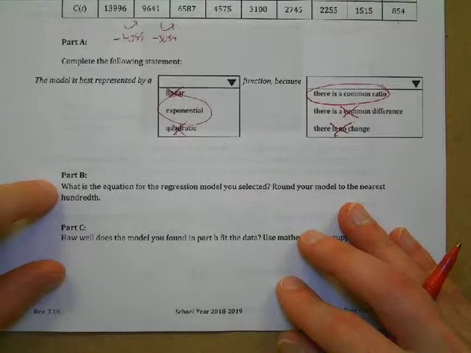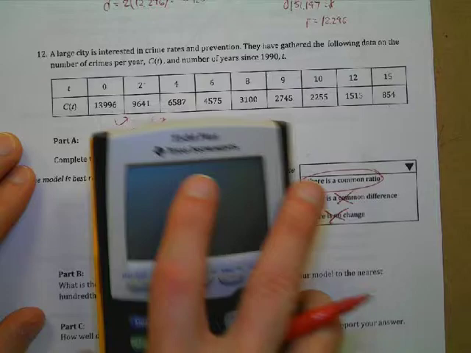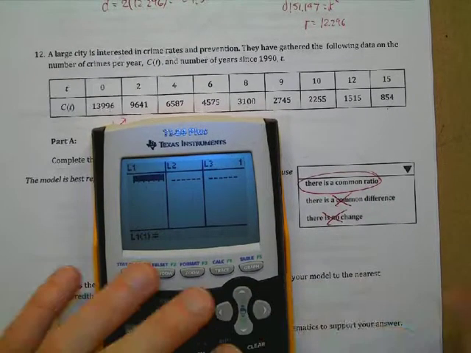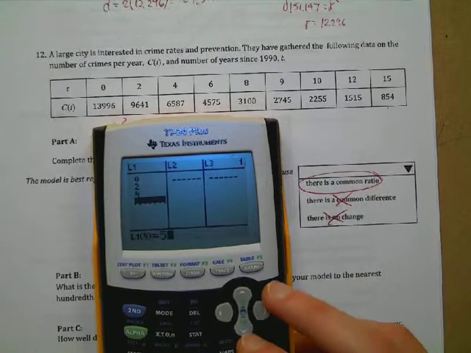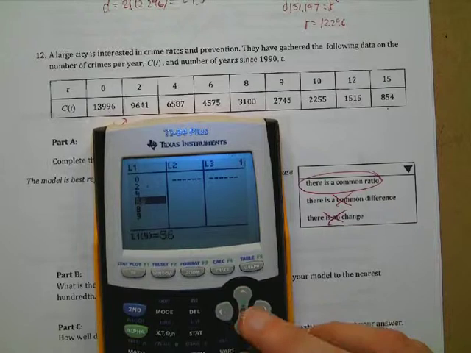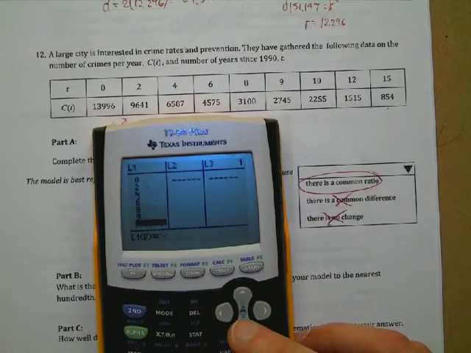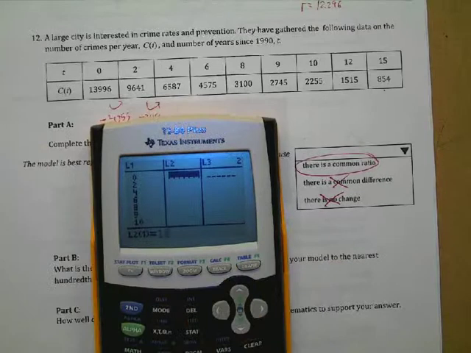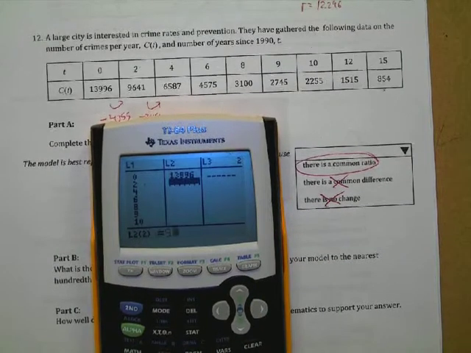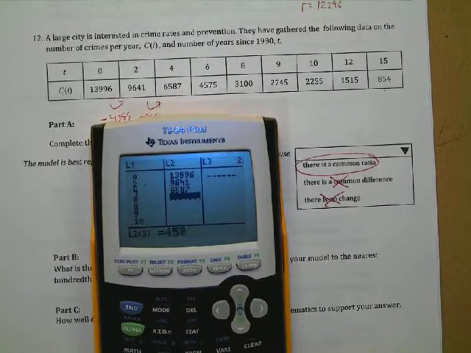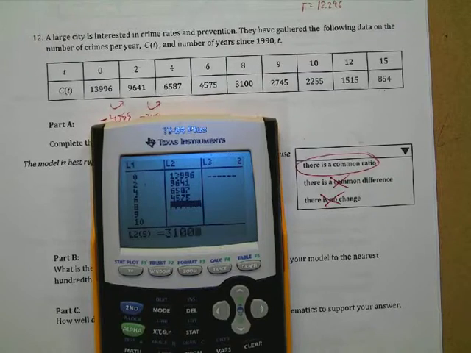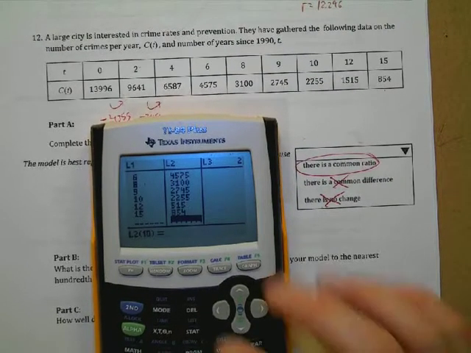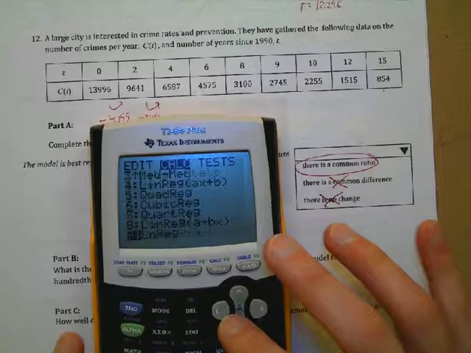So now we're going to have to come up with the equation. That's the stat edit. Clear out your list 1 and list 2. Remember, clear button. And then type in your 6, 8, 9, 10, 12, 15. And you have to type in your L2s here. Okay, stat calc exp reg, because we chose exponential regression.